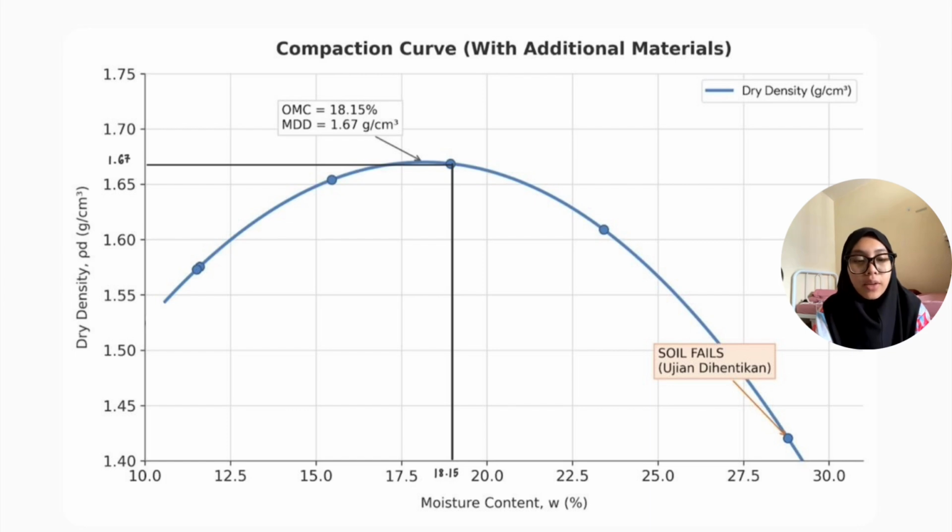From this graph, we observe that OMC is 18.15%, MDD is 1.67 gram over cm cube.